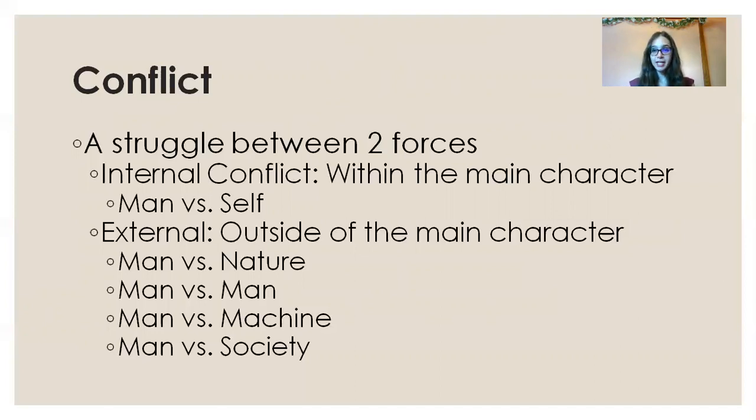Man versus society. So a character has a problem with the world they live in. This is another one that could vary depending on scale. So you could have a large scale man versus society problem. Your character is trying to fight the government or the whole society and community. Books like The Giver or The Hunger Games have man versus society conflicts.